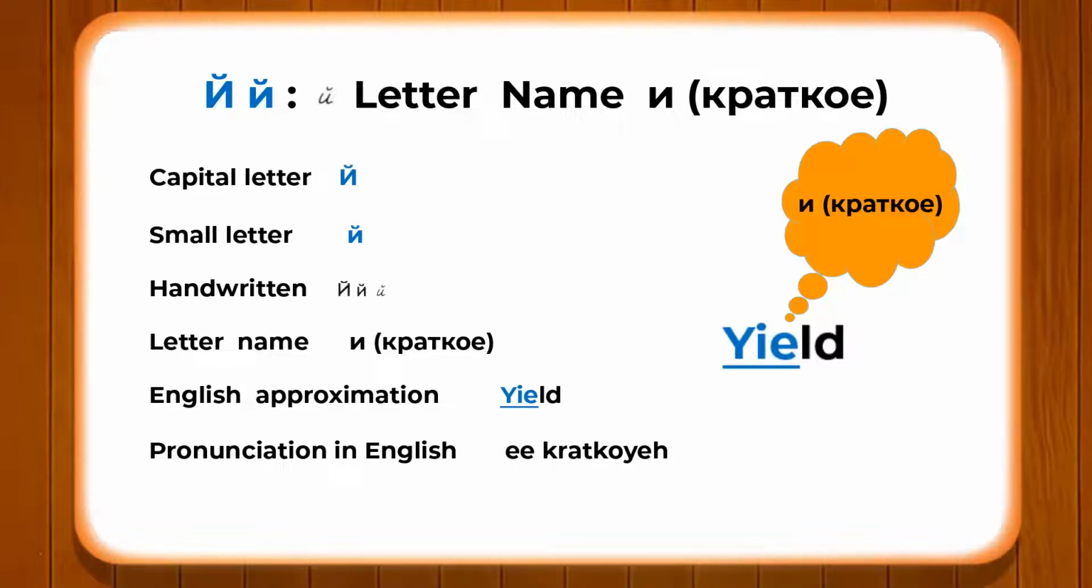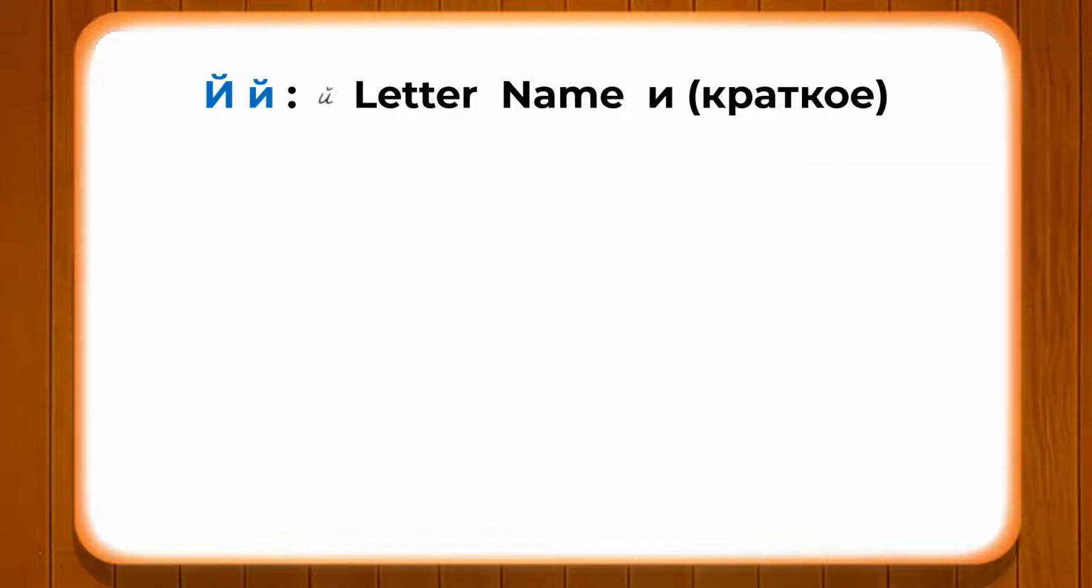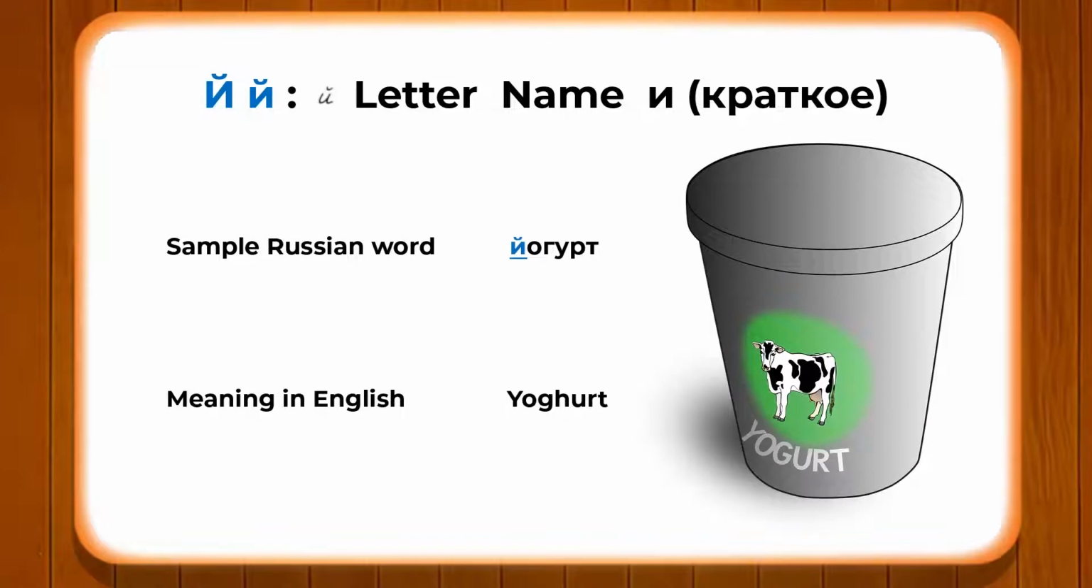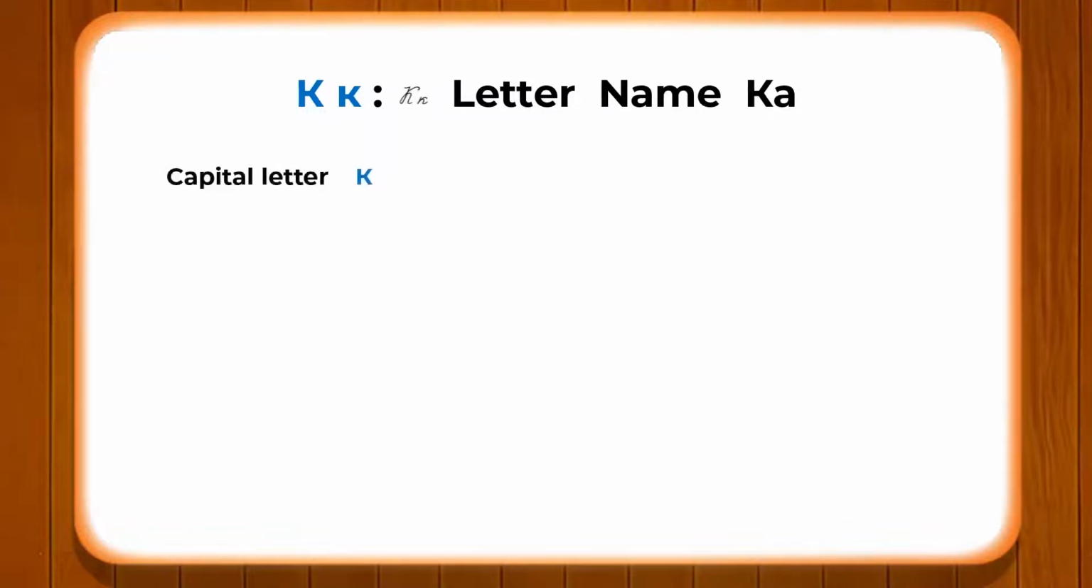For example, in the word yield, or in the Russian sample word we have used, yogurt. So, both the sounds are different as you can compare both E and E. One is bigger and another one is smaller. Now, let us go to the next letter.